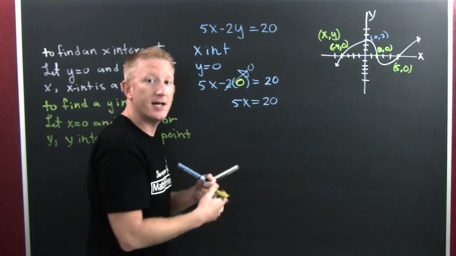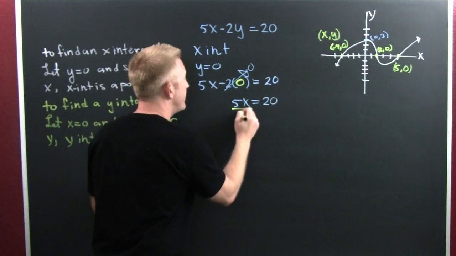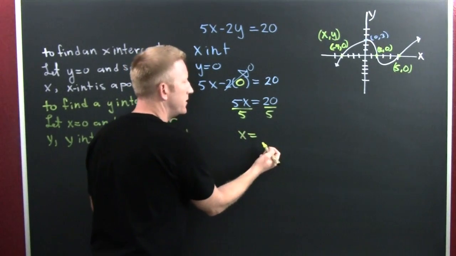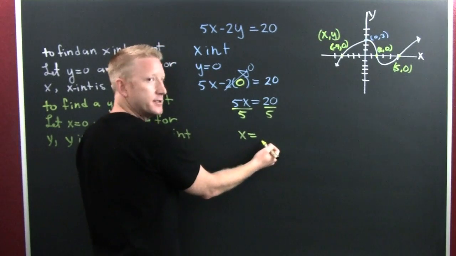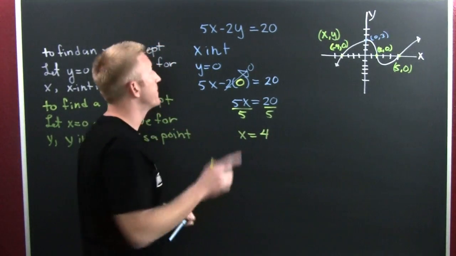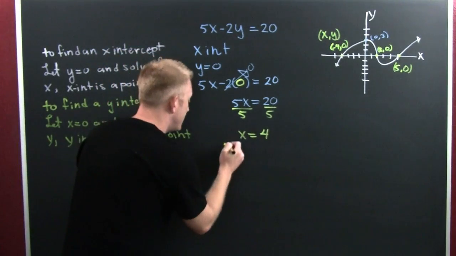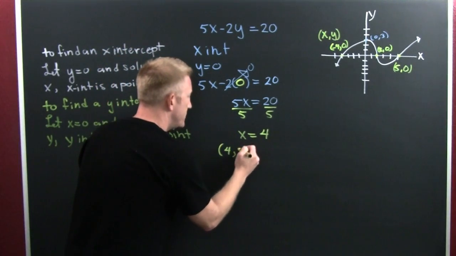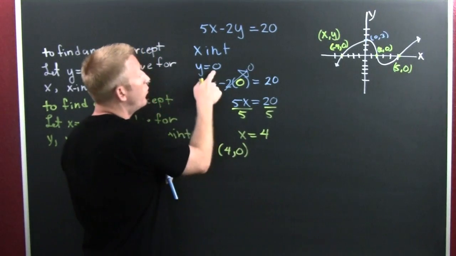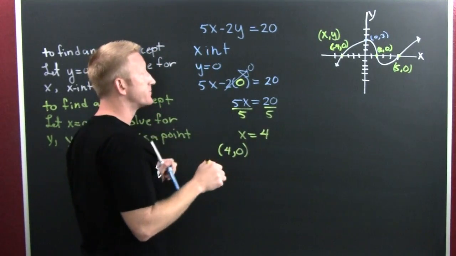A little bit of division in our lives. I divide that side by 5. I divide that side by 5. And x turns out to be, wait for it, 4. Now, my x-intercept is at 4, 0. Why? Because x turned out to be 4 when y was 0.